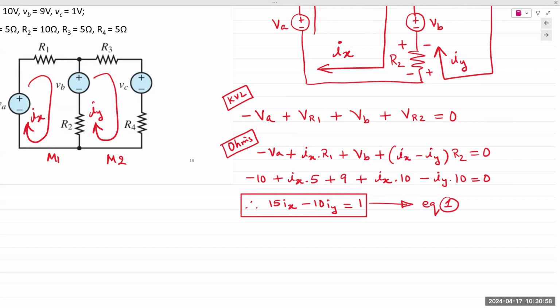Look at the steps. How many steps do we see? Just 3. Write out KVL, then you apply Ohm's law, and then you plug in the values. That's it. 3 steps to arrive at the, well, 4 technically.